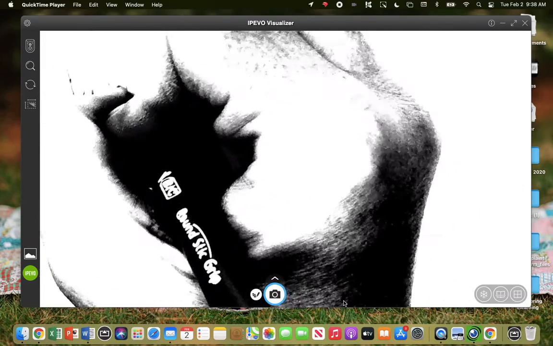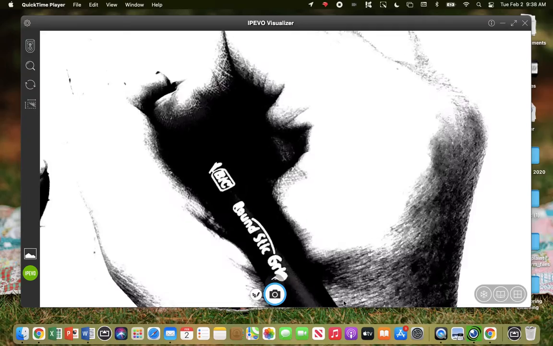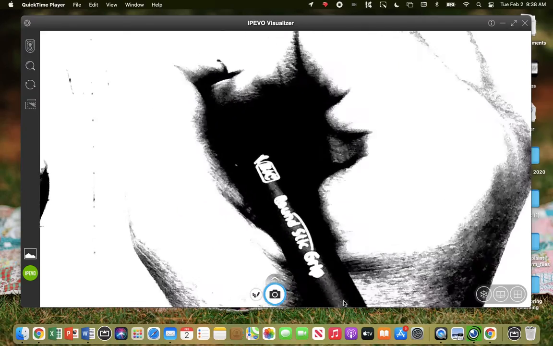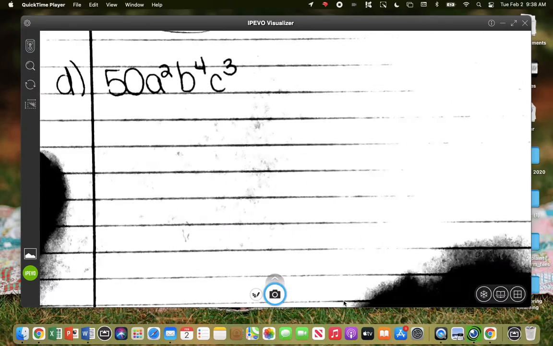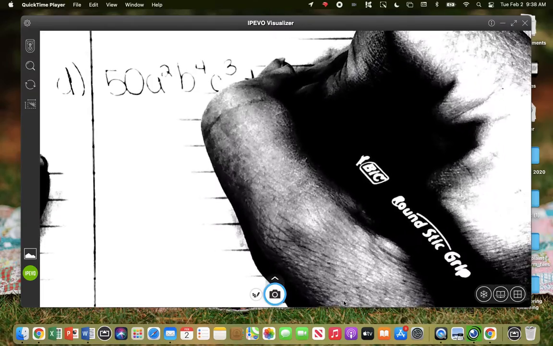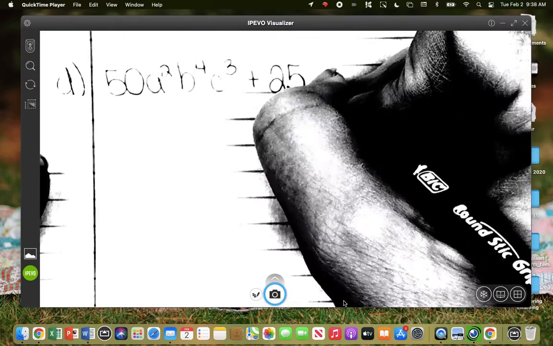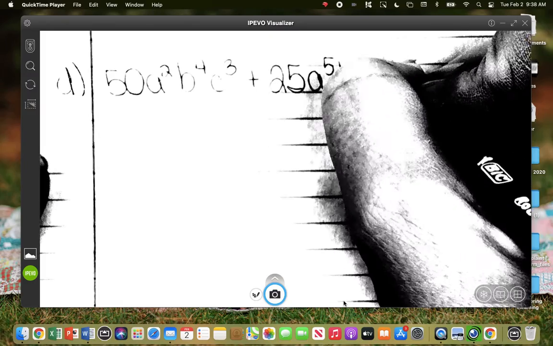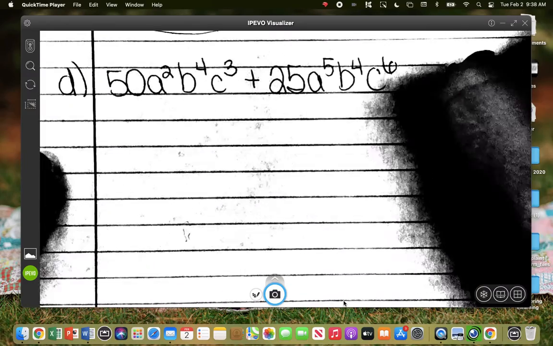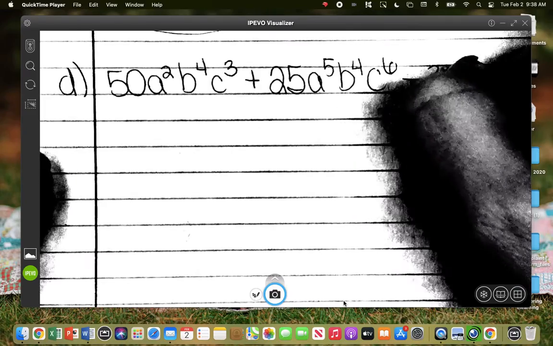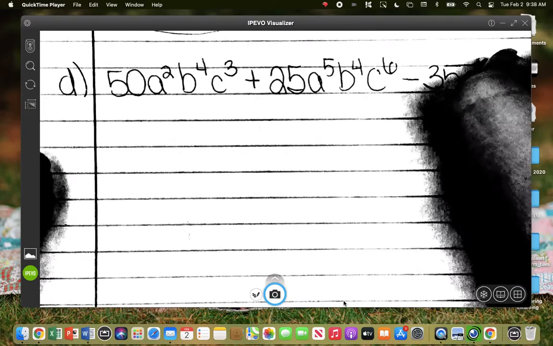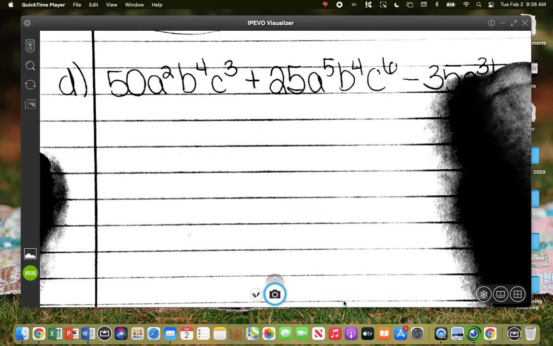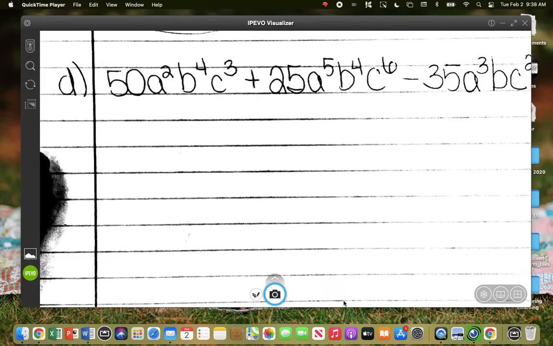We've got 50 a squared, b to the 4th, c to the 3rd, plus 25 a to the 5th, b to the 4th, c to the 6th, minus 35 a to the 3rd, b c squared. There we go. That's a lot.